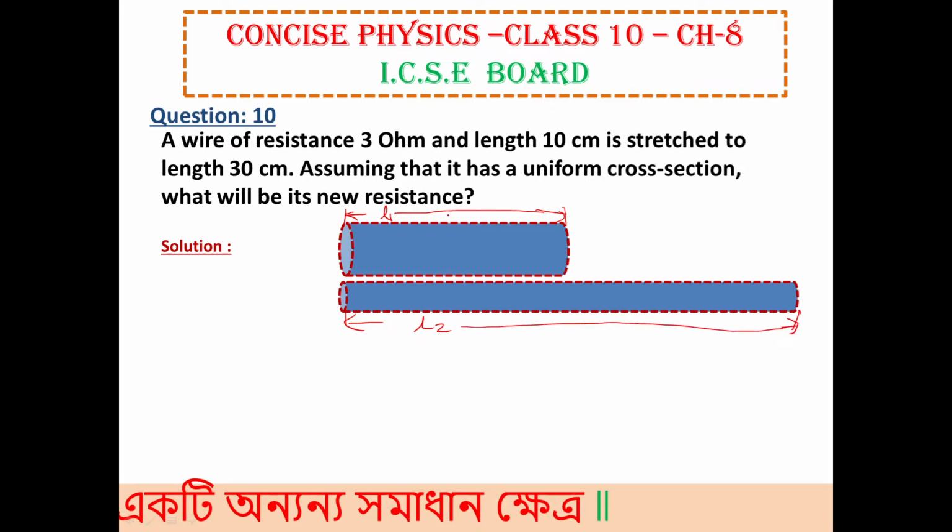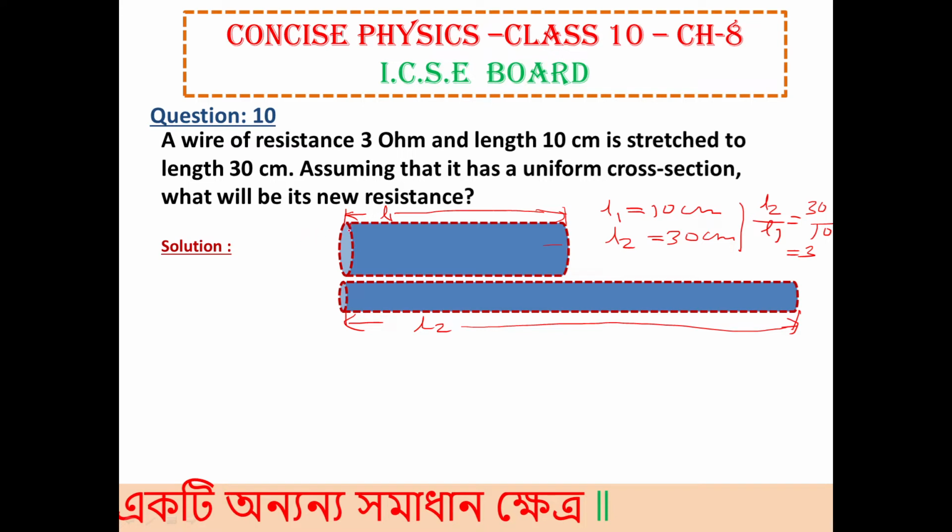Here you see L1 is 10 centimeter and L2 equal to 30 centimeter. So how much it has been stretched? It has been stretched 3 times. You see L2 by L1 equal to 30 by 10 equal to 3. So in the earlier solution I have shown you that if the length becomes doubled, area becomes half, and so if the length becomes tripled, area will become 1/3.